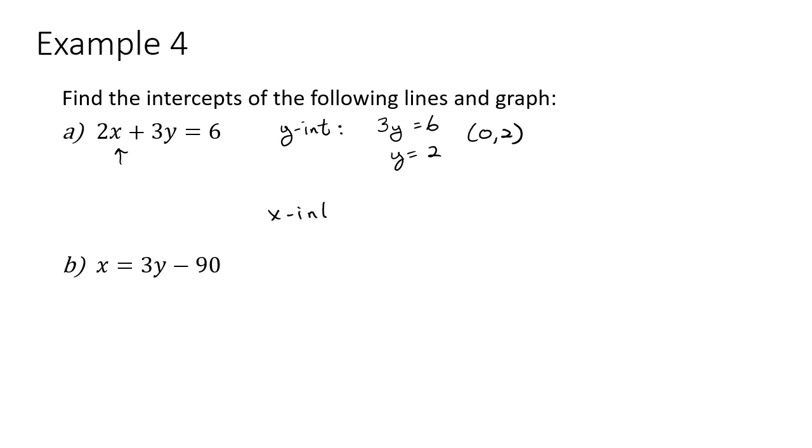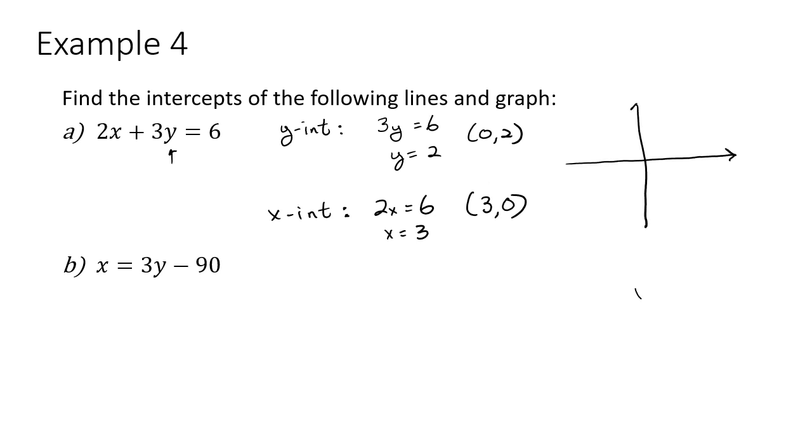Similar for x-intercepts. This time I'm going to plug in 0 for y, which would make that term go away. So we just have 2x is equal to 6. Divide both sides by 2, you would get x is equal to 3. So our ordered pair would have an x value of 3 and a y value of 0. So these are pretty close to the origin overall, which makes this line pretty easy to graph.